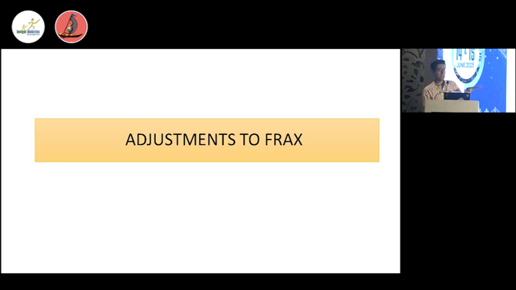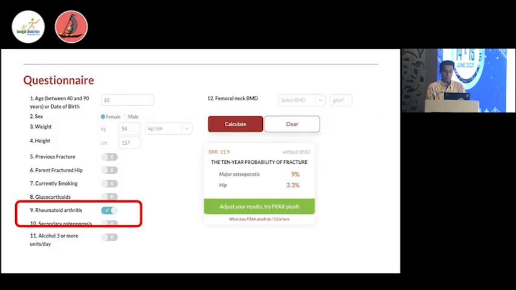This is an online fracture risk calculation tool. These are the various components. You can just type FRAX tool India and it will come up like that. You just need to enter all these values: previous fracture, parent fractured hip, smoker, glucocorticoid intake, rheumatoid arthritis, or any secondary osteoporosis. Ultimately we get a 10-year probability of major osteoporotic fracture and hip fracture. But for diabetes, it is not calculated properly, and it under-calculates, giving a falsely lower risk of fracture.